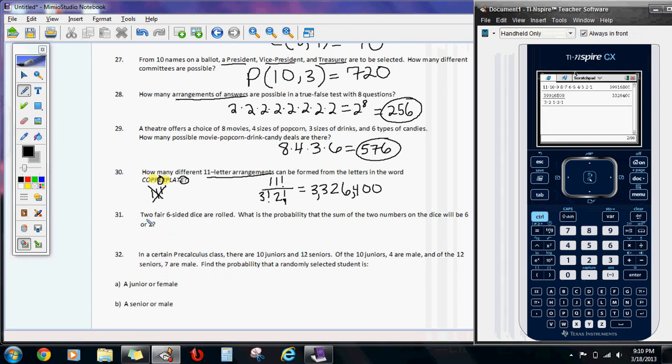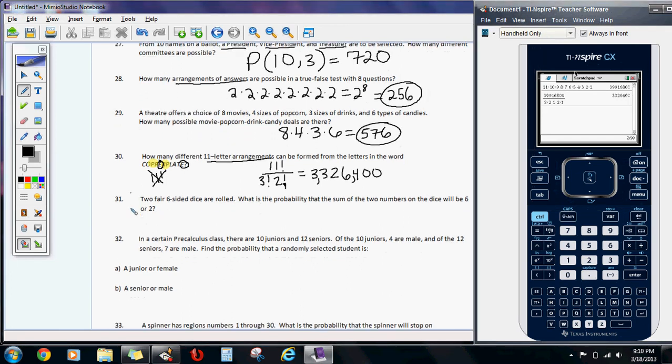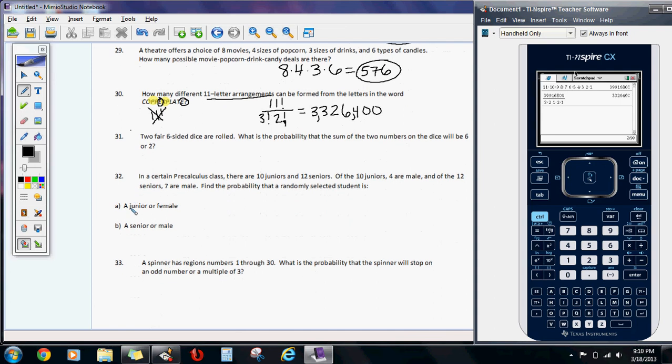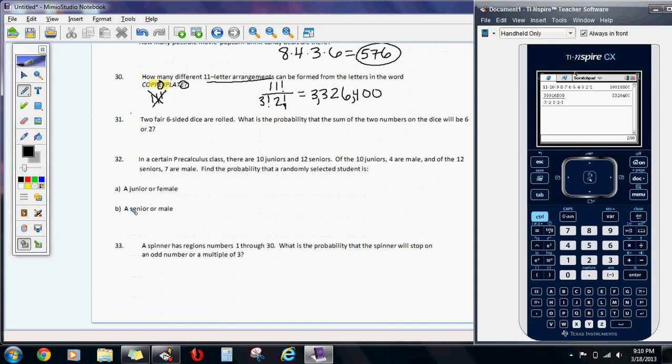Number 31. We're going to roll 2 fair 6-sided dice. What is the probability that the sum of the numbers on the dice will be 6 or 2? There's different ways to think about this problem. I like to list out just all the possibilities. So first of all, we just think about summing to 6.